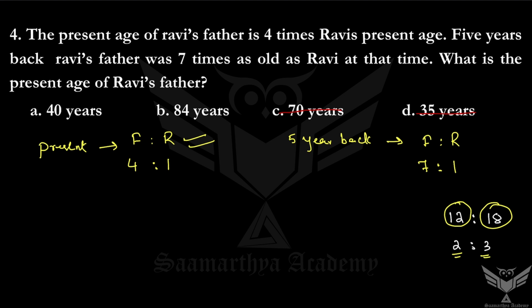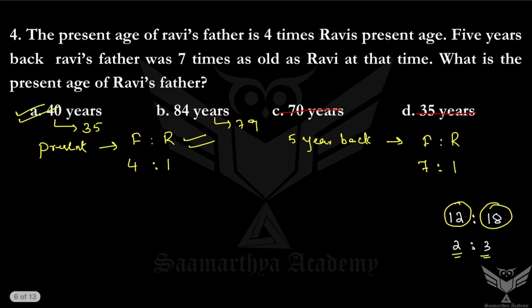Now, go for the second one. 5 years back, the ratio is 7 is to 1. Now, 5 years back, here the age of father should be 35. Here it should be 84 minus 5 is 79. Among that, which is exactly divisible by 7? 35. And that's my answer. Now, instead of forming equations and all, just by options, you can easily get the proper answer.